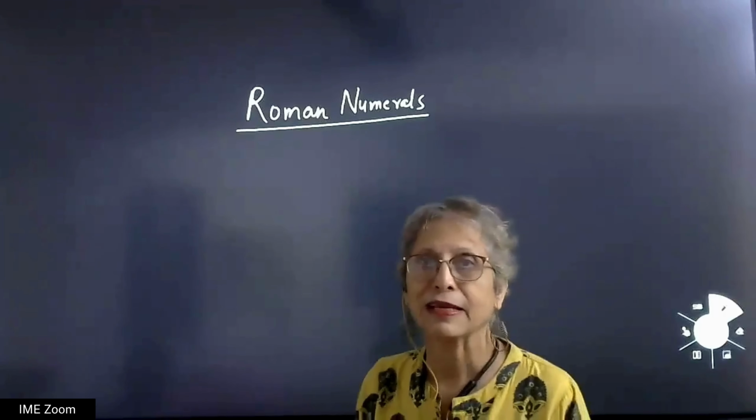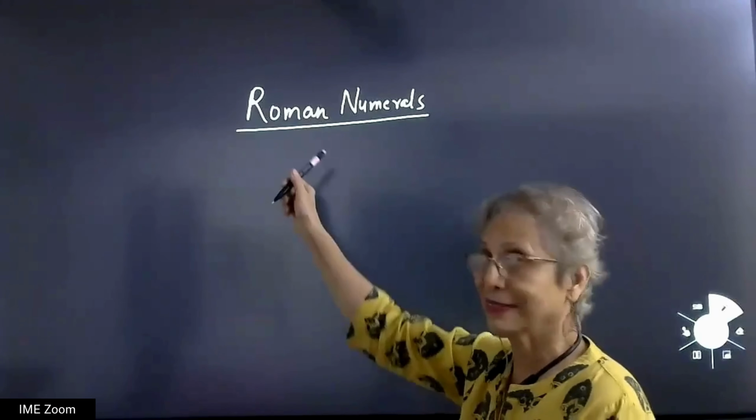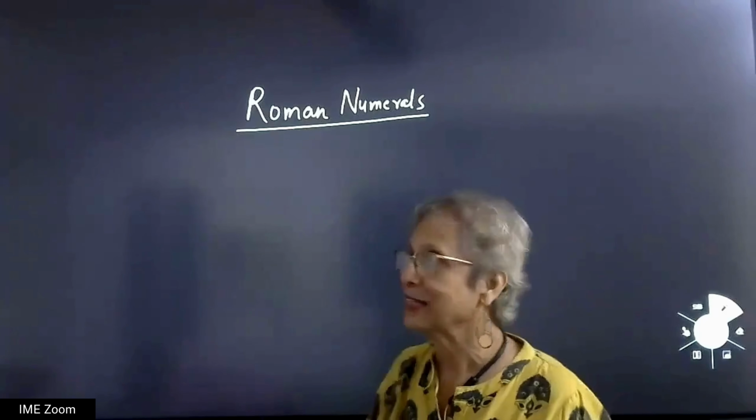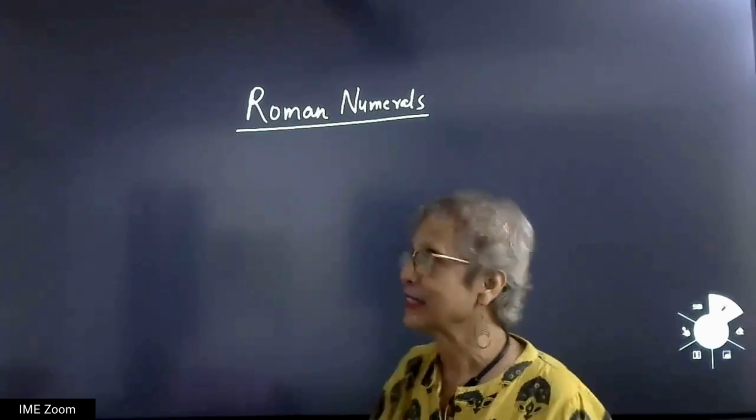Hello students, in this lecture we are going to learn Roman numerals. First of all, let us know what numerals are. Numerals are the symbols given to numbers. In English, we write 1 for ONE and we write 2 for TWO. So these symbols are called numerals.